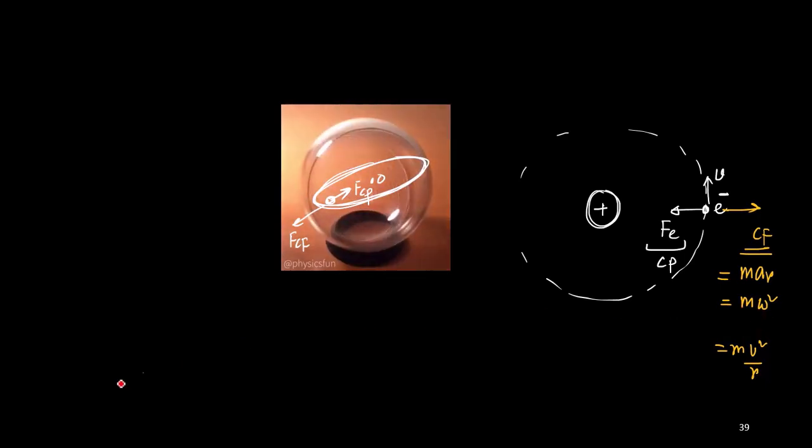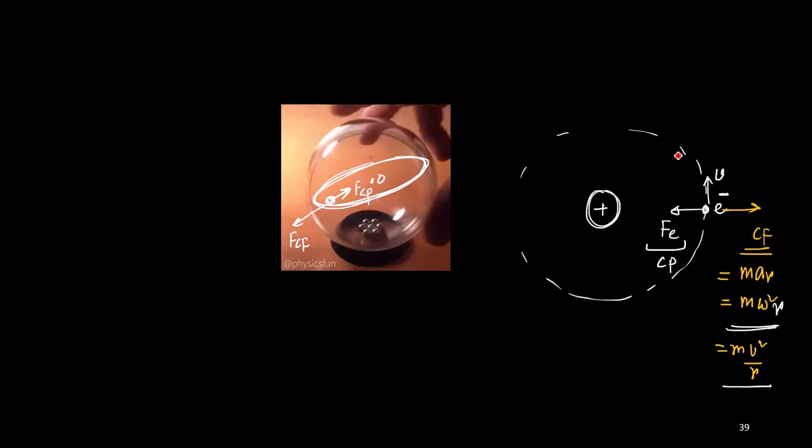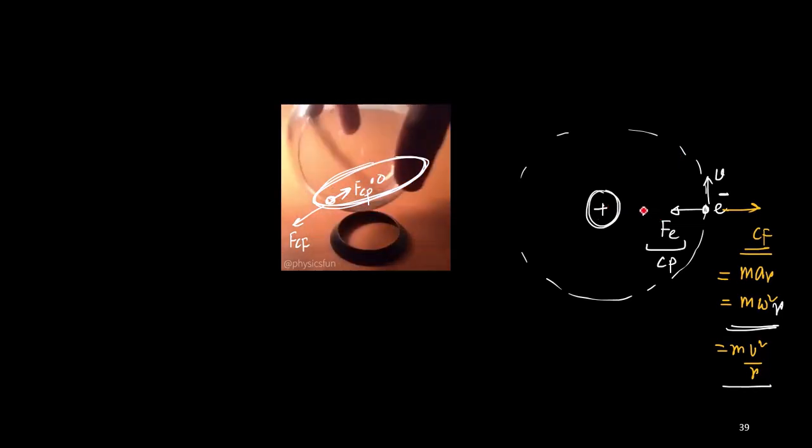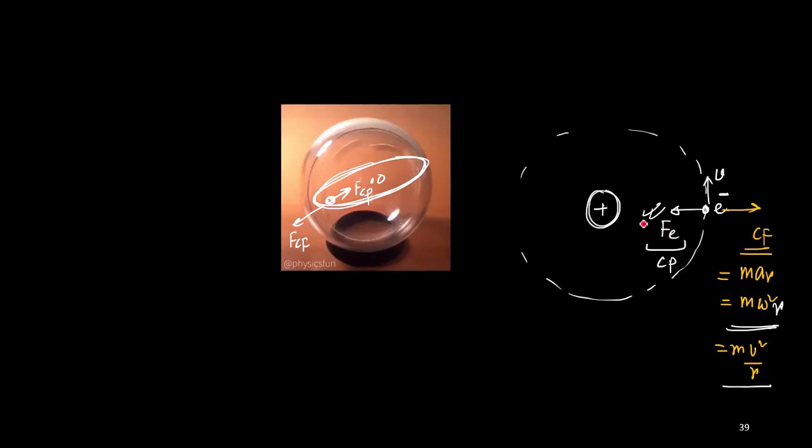Omega square into r or v square by r. So these are the two expressions of centrifugal force. And centripetal force may be provided by different types of nature. So in this situation, what you understand, the electrostatic force is acting as the centripetal force.